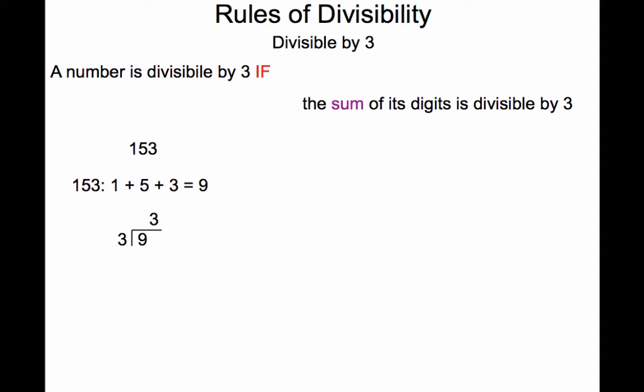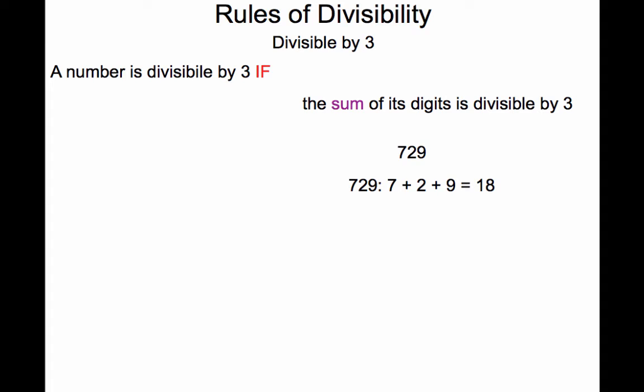Let's look at another example. 729. So that means I need to take the digits, 7 plus 2 plus 9, and that equals 18. 18 divided by 3 is 6. So that number is also divisible by 3.